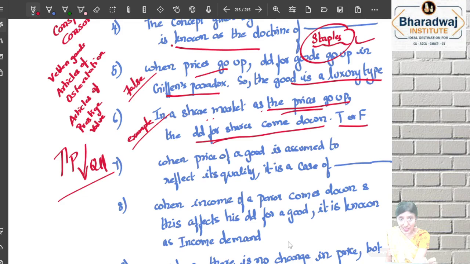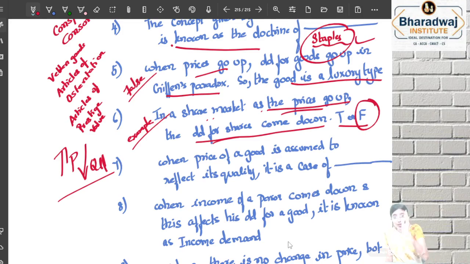And in this exception, when the prices go up, the demand for the share should go up or come down? It should go up, isn't it? Here it is coming down. What are we writing here? Coming down. So this is false, because we are giving this as an example of speculative effect. Exception to the law of demand, speculative effect.